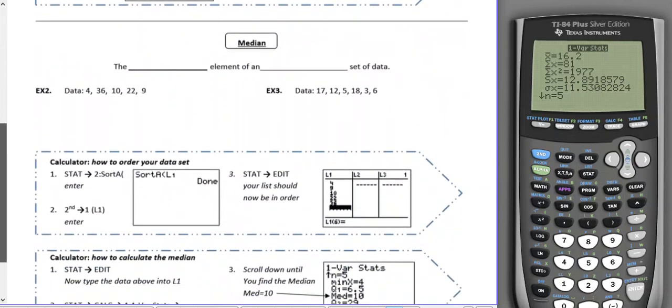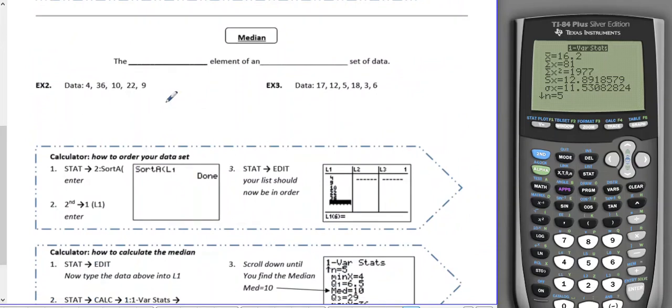Another term you will need to know is the median, and the median is the middle element of an ordered set of data. So first we have that same example from above, 4, 36, 10, 22, and 9. We have to write them in order before we find the median. So starting with the smallest number, we're going to say 4, then 9, then 10, 22, 36.